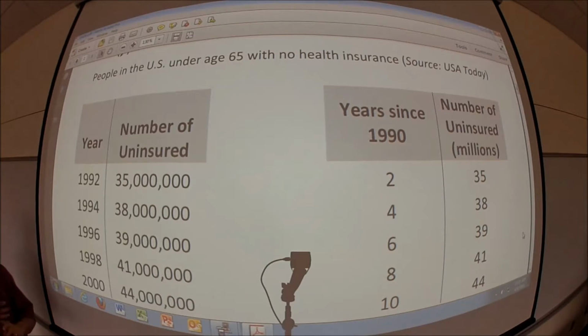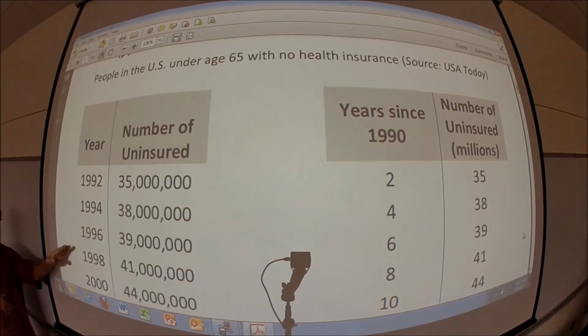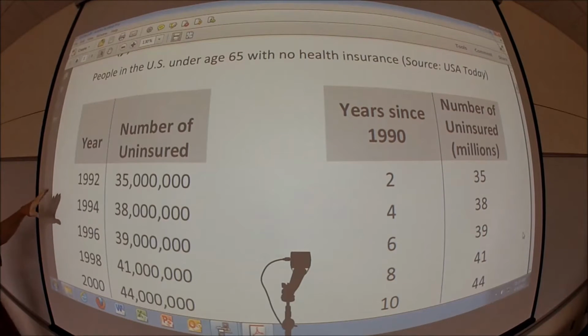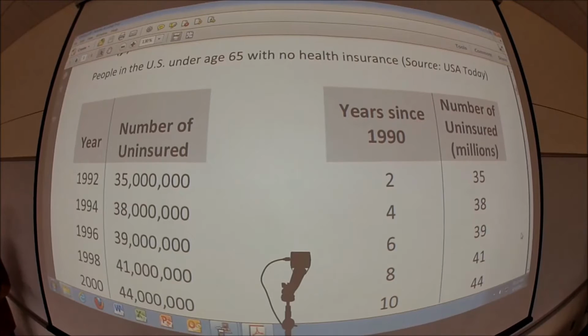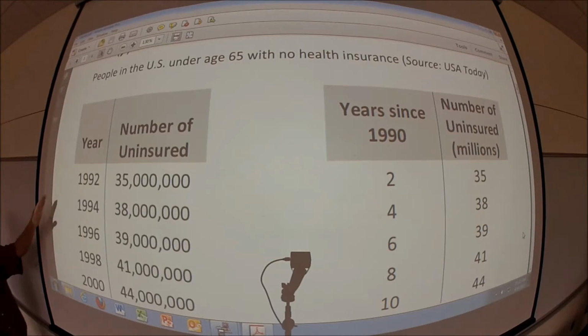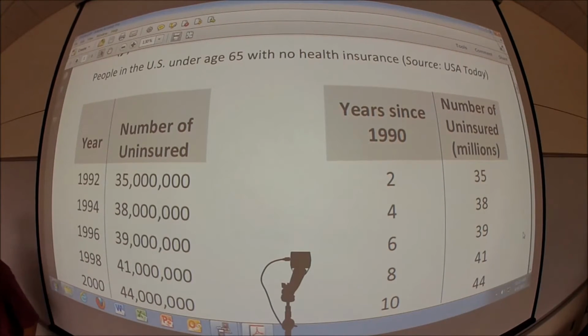So here's some data that we're going to play with. I know it's a bit dated, and that's okay, that's part of the point. I want to bring this into the current day. What I collected here from USA Today, from 1992 to 2000, is rough amounts of Americans under age 65 uninsured, with no health insurance. In 92 you had 35 million folks, in 94 you had 38 million, and so forth. Another way of looking at the same data is with smaller numbers: take some of the zeros and thousands off and bring it down to size. So 2 means 1992, 4 means 1994, and so forth.